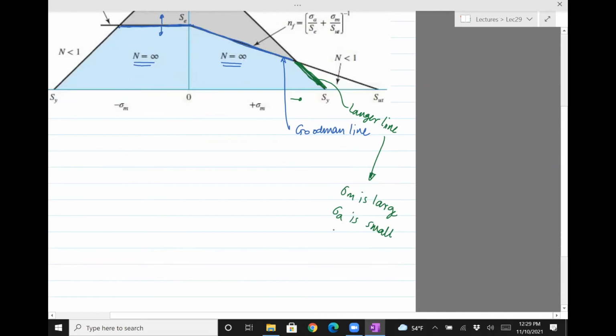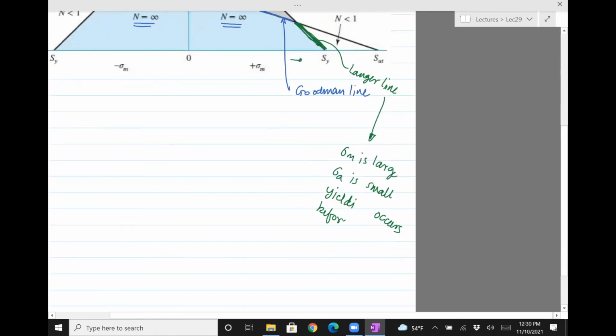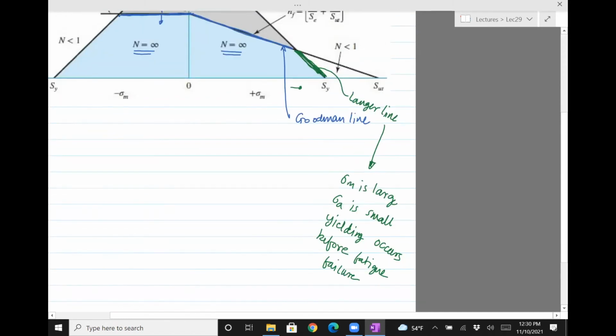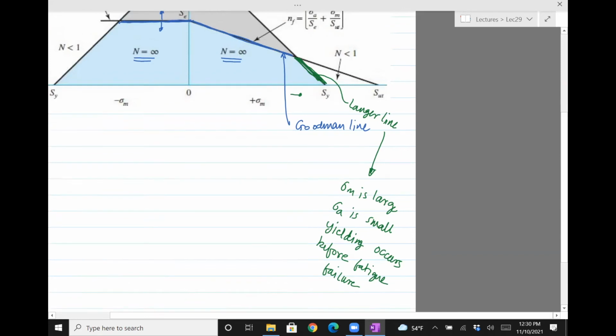Okay, so here also something to note is that yielding occurs before fatigue failure. That is, there's no question about fatigue loading. It will just yield immediately after you load the material. The first cycle it will yield. That's what this plot is saying. Okay, so that's one thing.